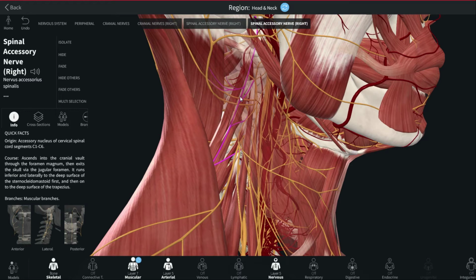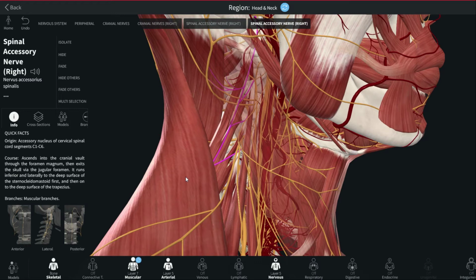So it will run down in front of the transverse process of the atlas, pierce the anterior border of sternocleidomastoid, supply it, and emerge out through the posterior border over here. Running down and laterally throughout its course, it runs through the posterior triangle, then disappears behind the anterior boundary of trapezius. So that's the course of the spinal accessory nerve in the posterior triangle.